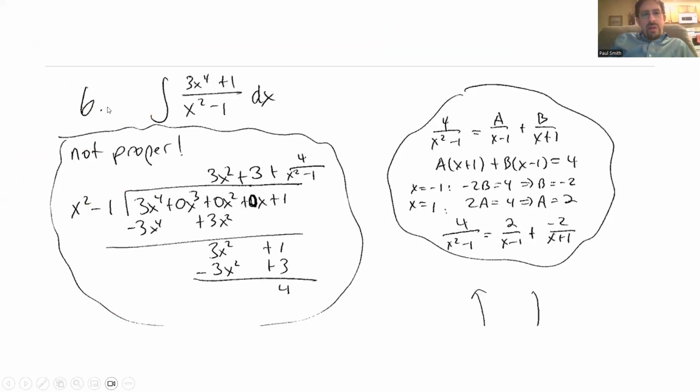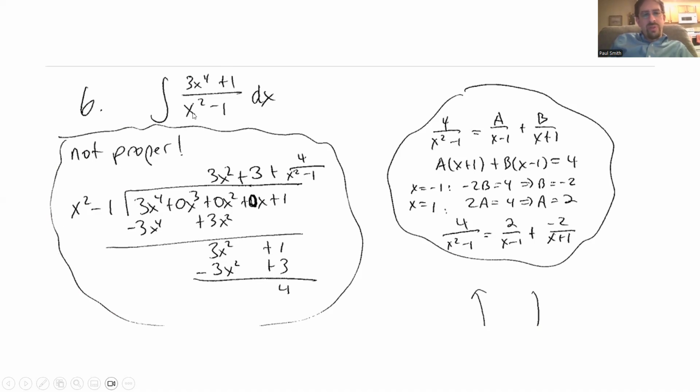We got problem number 6. This is the integral of 3x to the fourth plus 1 over x squared minus 1 dx. If you remember from yesterday, the idea was we can use partial fractions as long as we know that we've got a proper fraction, but this is not proper. So the technique we're going to have to use is a long division right up here.